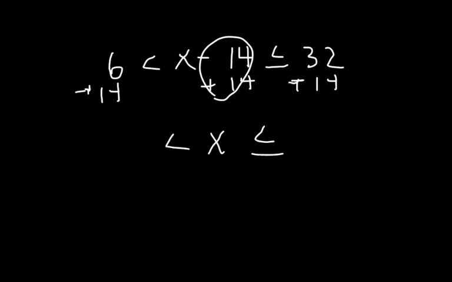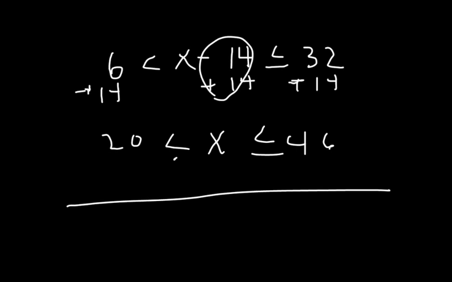If we were multiplying or dividing by a negative number, then both inequalities would switch. 32 and 14 make 46, and 6 and 14 make 20. So the number that we want is greater than 20, and it's less than or equal to 46. Again, you can interpret this very easily if you read it in this way. Start in the middle and say x is greater than 20, and x is less than or equal to 46.